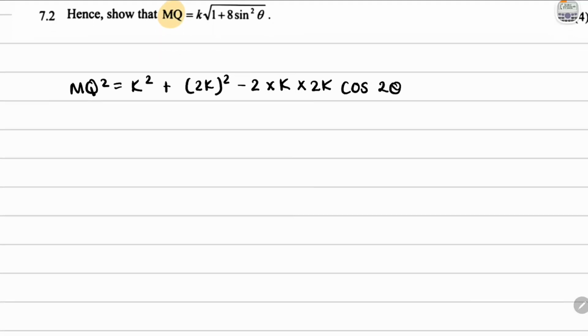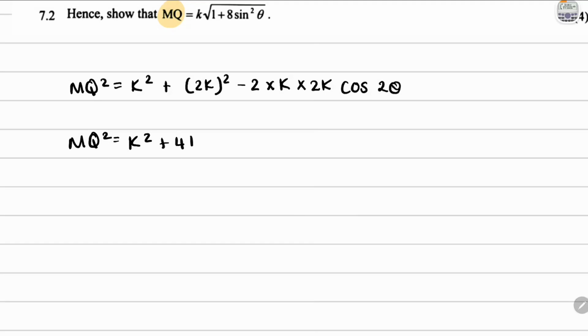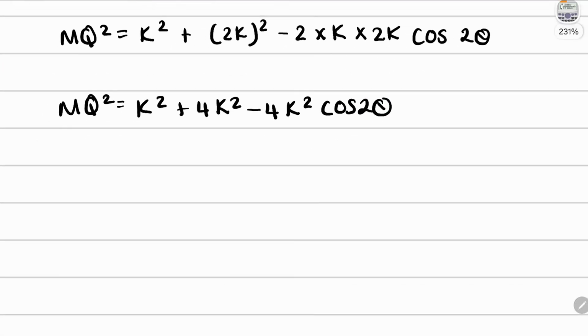To solve for MQ, we say MQ squared is equal to K squared, and then the 2 squared gives you positive 4 K squared. Then when we multiply through, you have a negative 2 and also a positive 2, so they multiply and give you negative 4. Then K times K is K squared, and then cos of 2 theta. At this point, we're still looking for MQ.